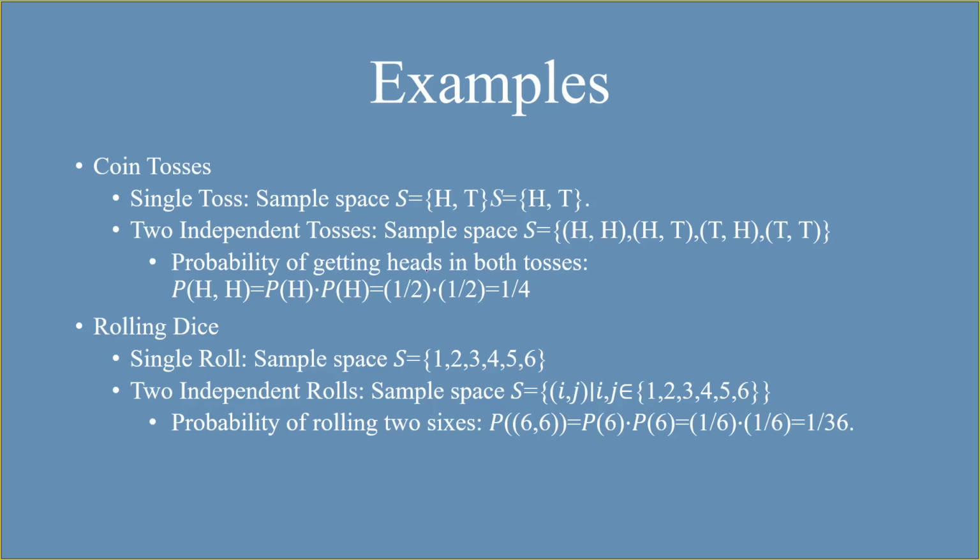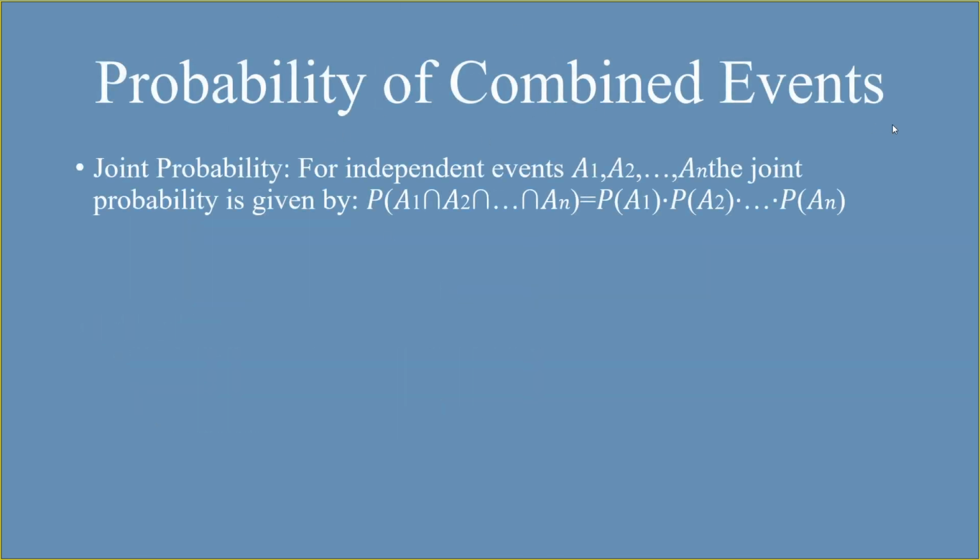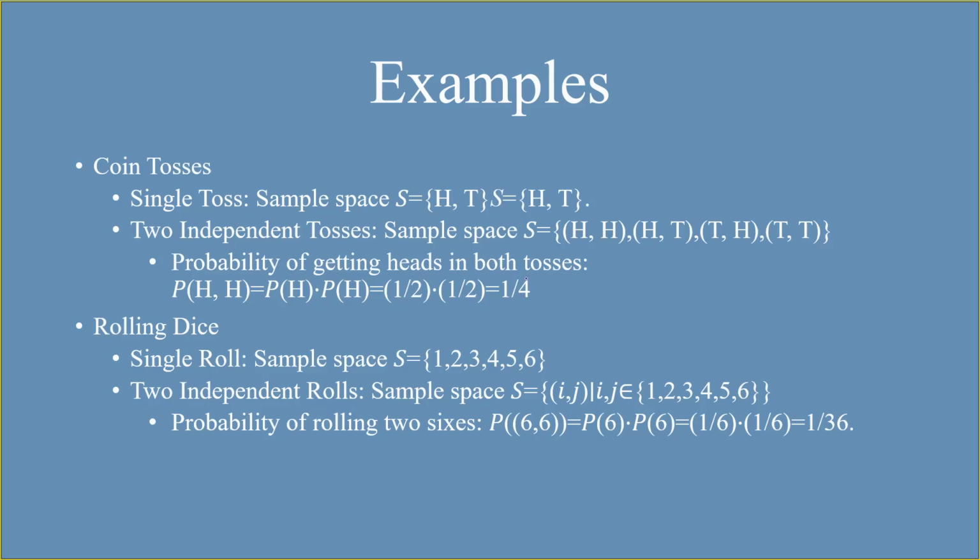The probability of getting heads in both tosses is 1/4. Like, in the first toss it will be half, and on the second toss it will be half. So like the previous slide, the combined event probability becomes 1/4. In rolling a dice, in a single roll the sample space will be 1 2 3 4 5 6, and in two independent rolls we will be getting two of them. The probability of rolling two sixes is much harder, getting two sixes in a row, so the probability will be 1/36.